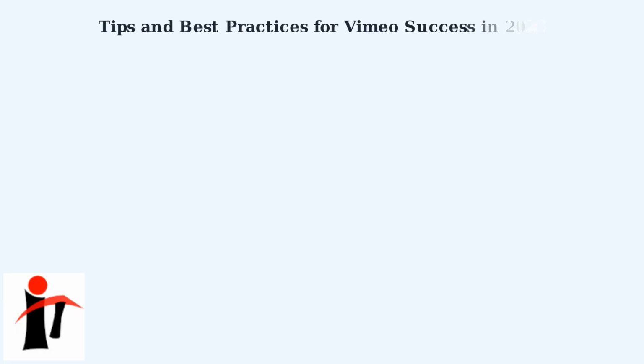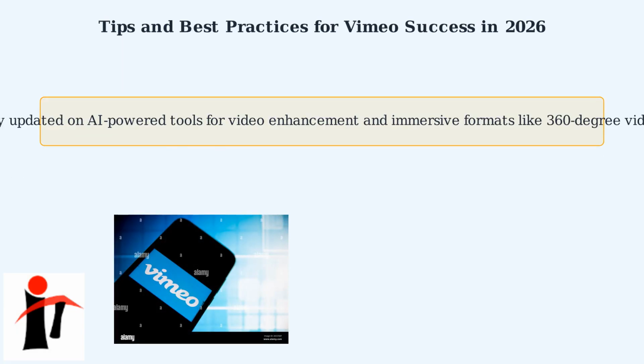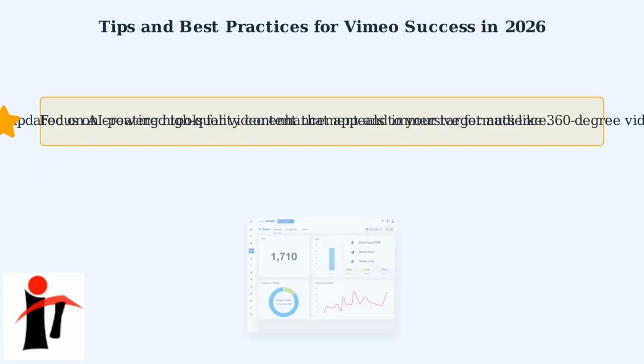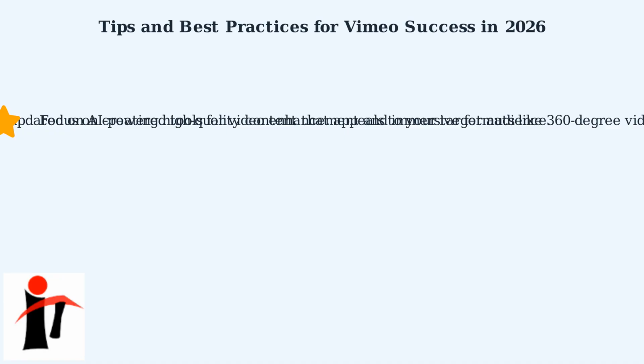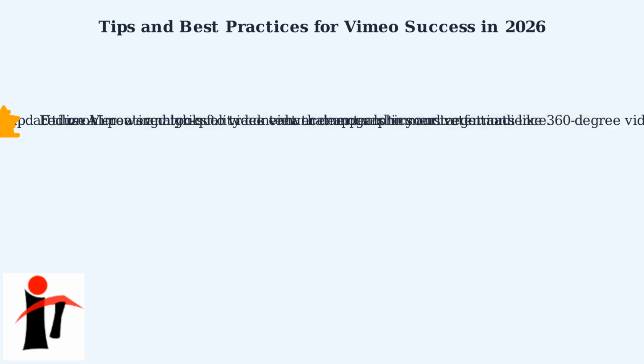To maximize your Vimeo experience, stay updated on the latest features, including AI-powered tools for video enhancement and immersive formats like 360-degree videos. Focus on creating high-quality content that appeals to your target audience. High production values and relevant themes will help your videos stand out. Utilize Vimeo's analytics to track viewer demographics and retention. This data helps you understand what works and refine your content strategy.